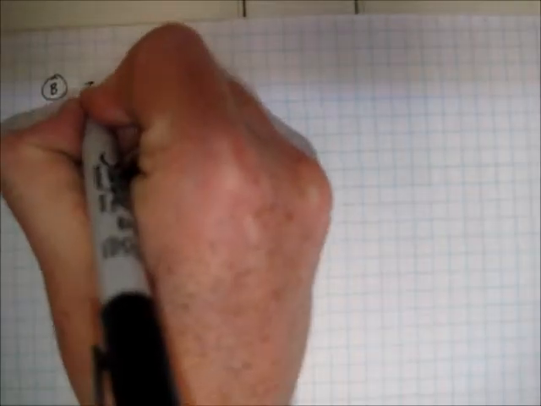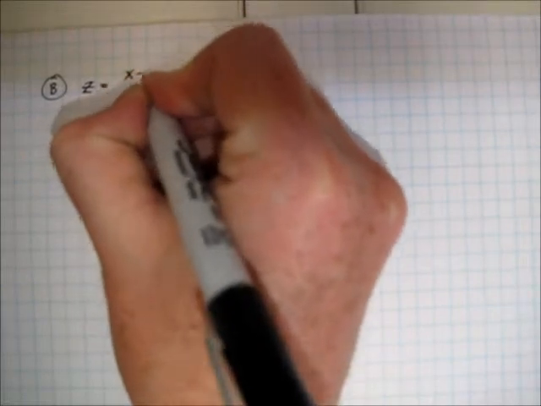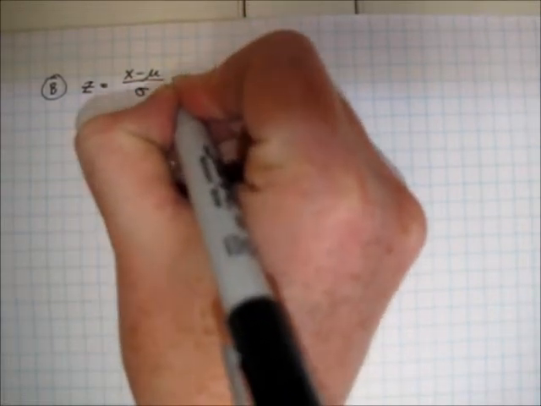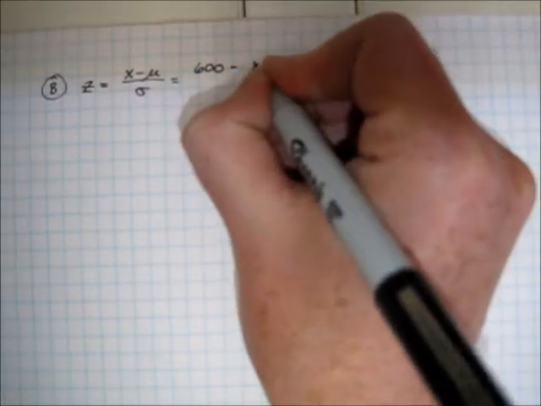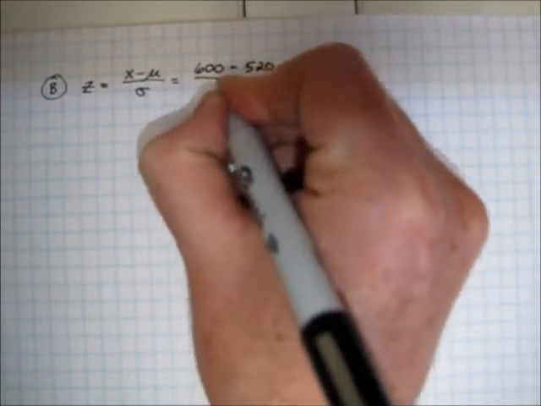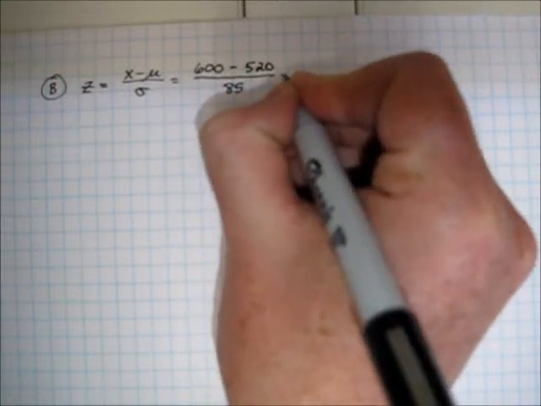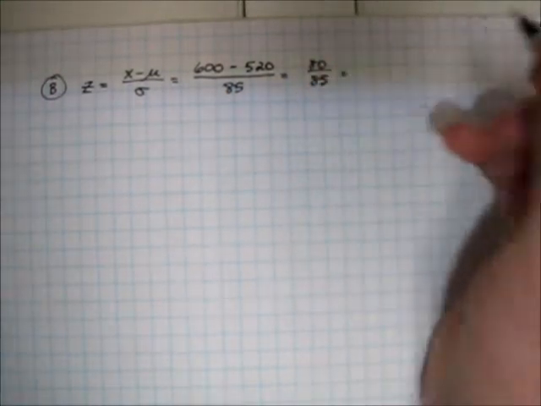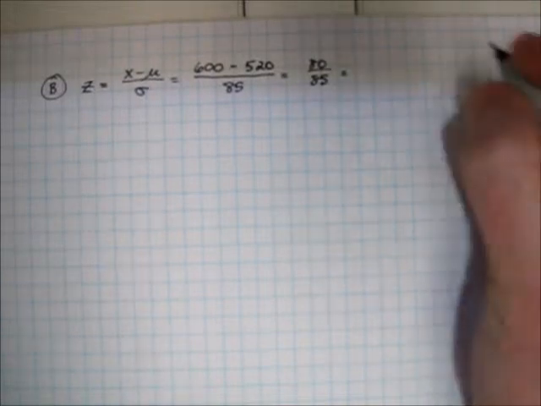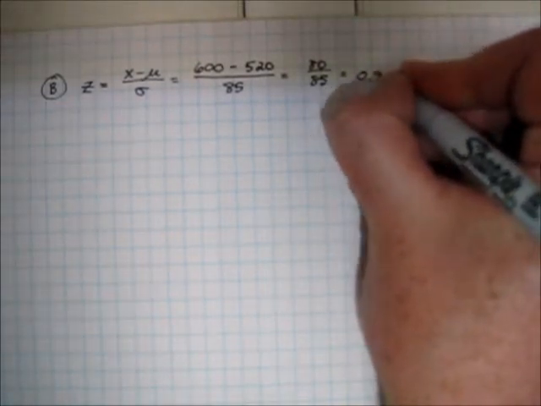Okay, question B also dealt with normally distributed data. It's just that now we're wanting to know what percent of the students scored above 600. So once again, we need a z-score, which is x minus mu over sigma. We plug in our appropriate values. Now we care about the value of 600. The mean is still 520. The standard deviation is still 85. So we have 80 over 85, which if we change to a decimal, we get 0.94.